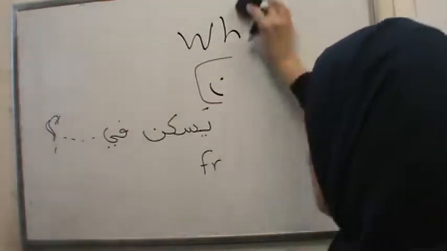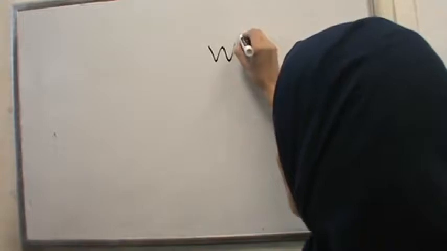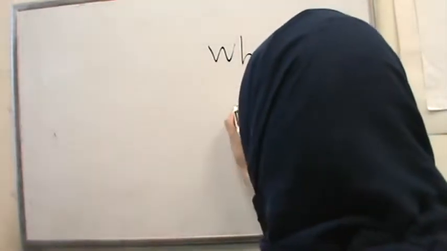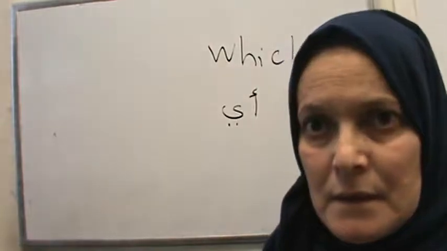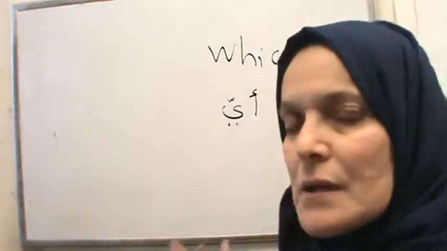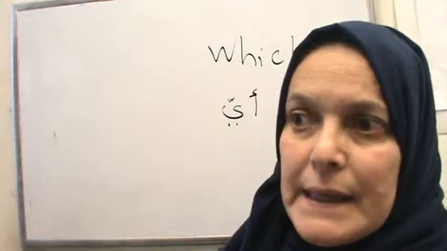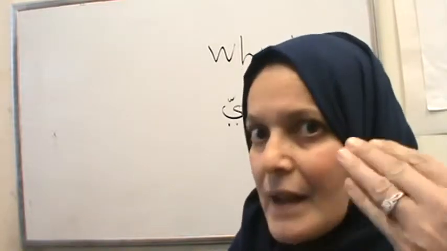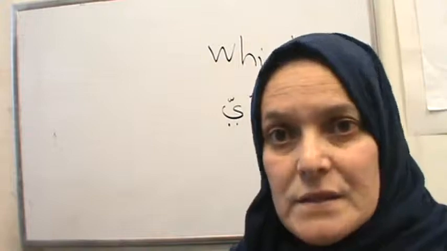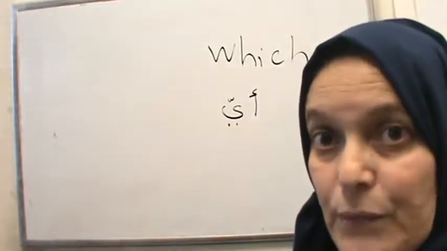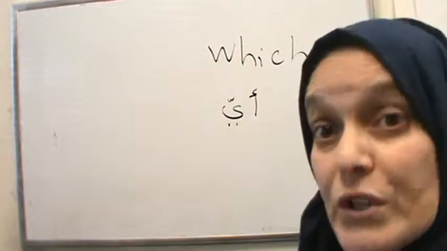Now, which? Which is a, like a double alif. Which book, or which? In English we would say "what school do you go to," but in Arabic we would say "which." We always think with "which," not "what," because "what" is different and doesn't give us the answer we want. If we want to say "what school?" no, "which school?"